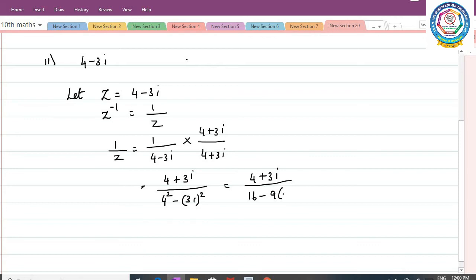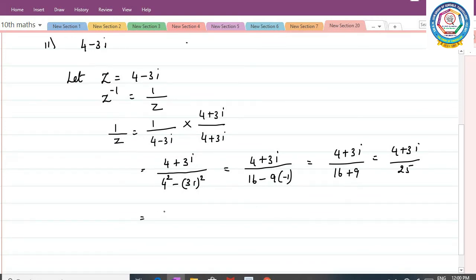i squared value we know is minus 1. Then 4 plus 3i by 16, minus into minus is plus, so plus 9. Then 4 plus 3i by 25. So the multiplicative inverse of 4 minus 3i is 4 plus 3i by 25, which can be written as 4 by 25 plus 3i by 25 also. Is that inverse equal to this answer?